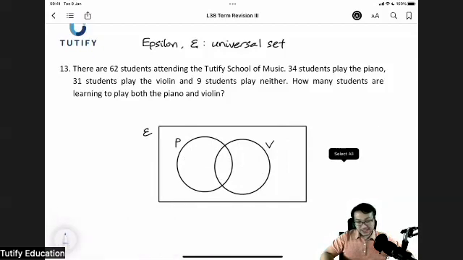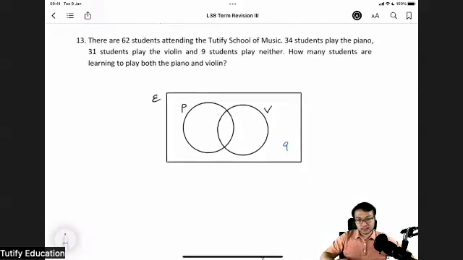So, students, there are 62 people attending the School of Music. 34 of them play the piano. 31 of them play the violin. 9 students play neither. That means we put them outside. The 9 students are outside the circle. Okay? So the first thing we can do is this.